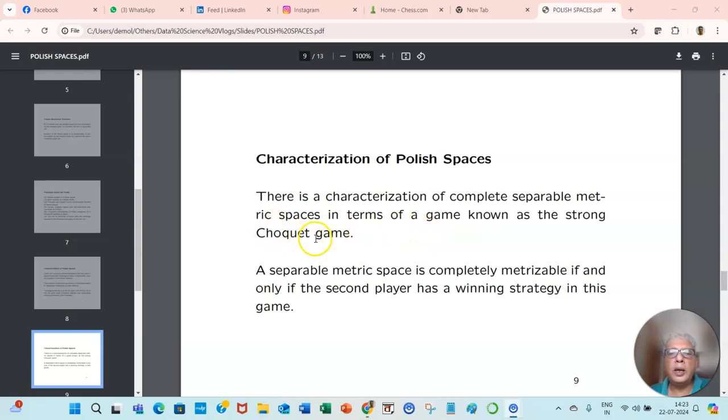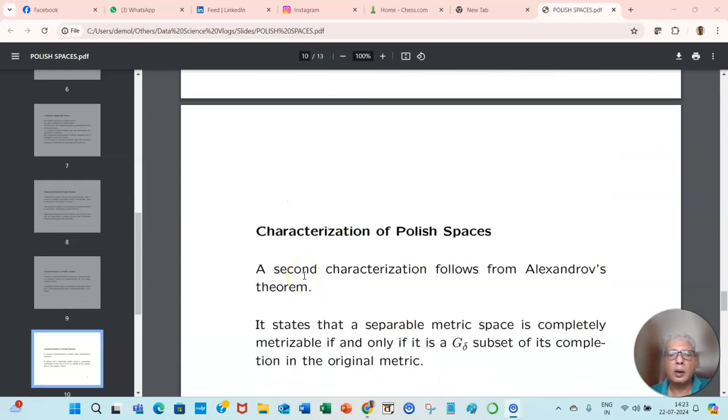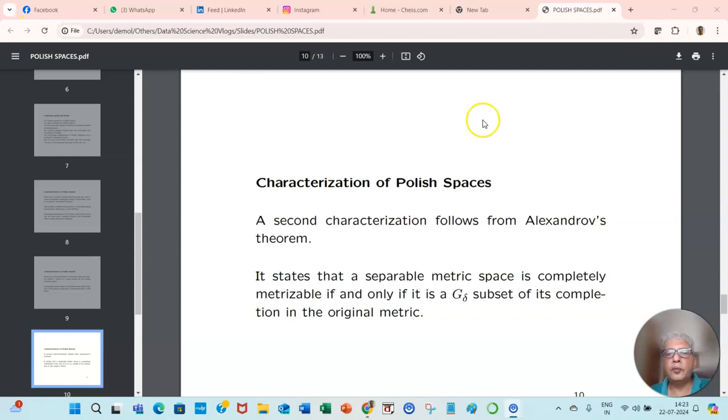There is a Choquet game that characterizes Polish spaces. A separable metric space is completely metrizable if and only if the second player has a winning strategy in this game. So that comes from the games. A second characterization follows from Alexandrov's theorem. I am not going to state it. It has some G delta subset which I don't know very well.